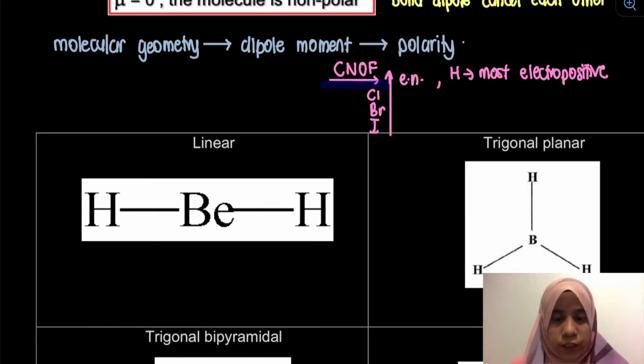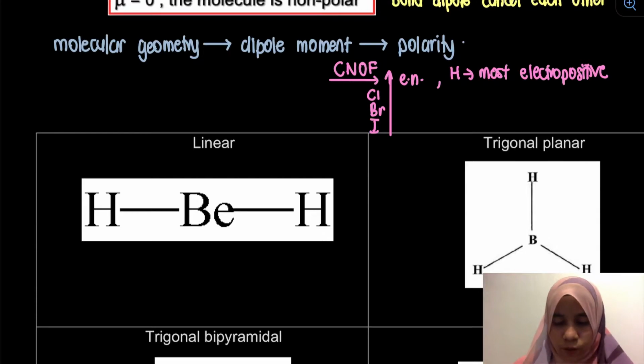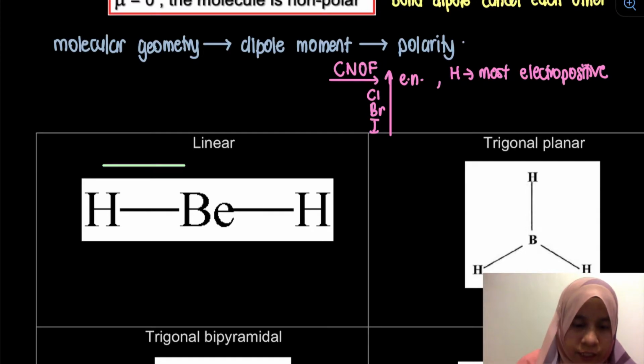It's not electronegative. So which arrow should we point towards? Okay, but again, we know that H2 must be the most electropositive. So when we make the arrow to itself, hydrogen will be our tail, because it is the most electropositive. So beryllium will be the more electronegative. Okay, this is just one bond.